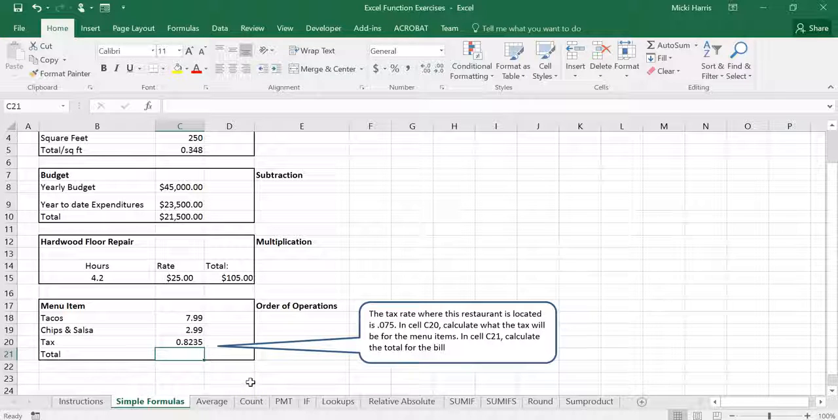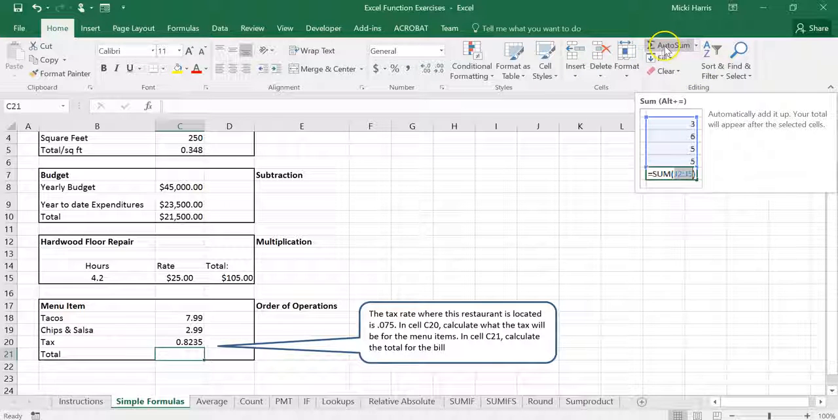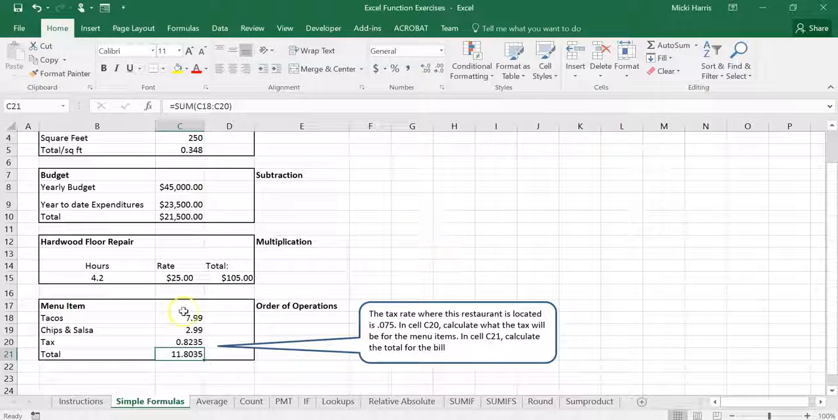Now, if you remember back to chapter 1, when I want to add a range of cells, I can simply use my AutoSum function. So make sure you're in C21, that's where we want our total to go, and then I just want to add all of this together. So on my Home tab, my Editing group, I'm just going to double click on AutoSum, and it's going to calculate all that. Looks like I spent $11.80 on lunch.